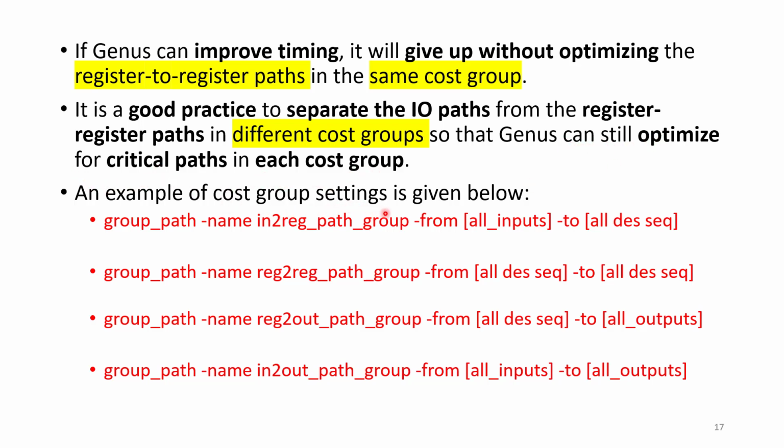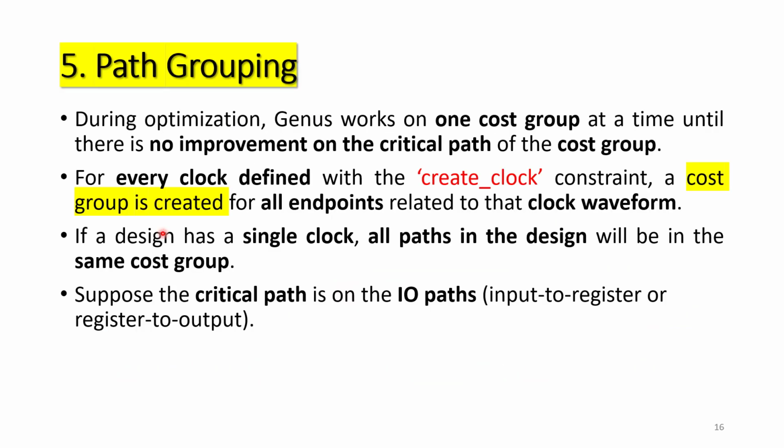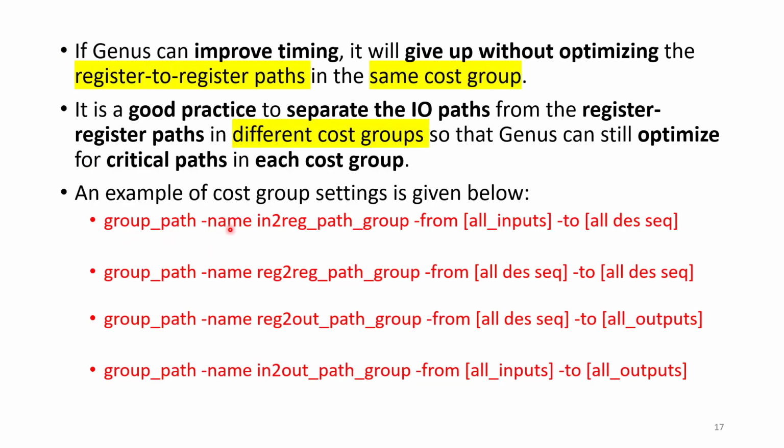An example of cost group settings is given below. So these are the commands that you have to use for performing grouping, that is path grouping. So group_path, you have to give some name by using this particular switch. So input to register path group, this is input to register, this is register to register, register to output, and input to output. And from where to where you have to give, from and to switches you have to use. So input to register means from input to register. So from input, input means all_inputs, to registers means all_des_sequential. This is the thing which you have to use.